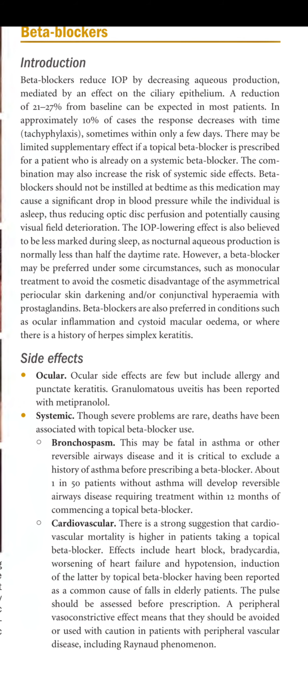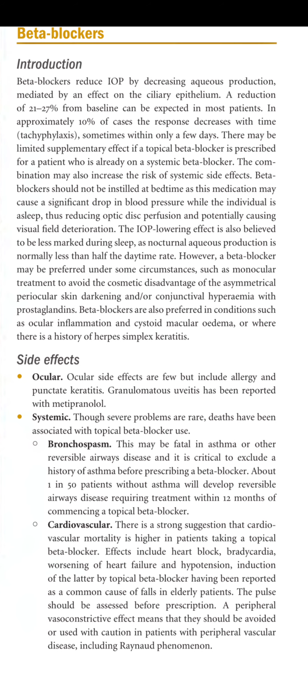Though severe problems are rare, they have been associated with topical beta blocker use. Bronchospasm. This may be fatal in asthma or other irreversible airway disease. It is critical to exclude a history of asthma before prescribing a beta blocker. So, it is usually fatal in asthma. About 1 in 50 patients without asthma will develop reversible airway disease requiring treatment within 12 months of commencing a topical beta blocker.